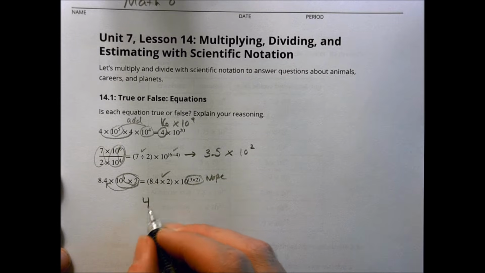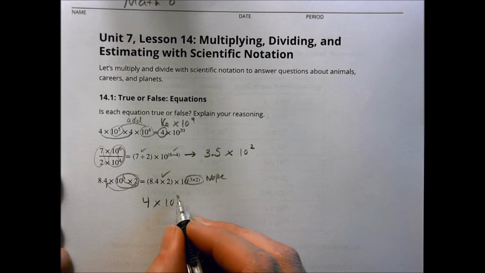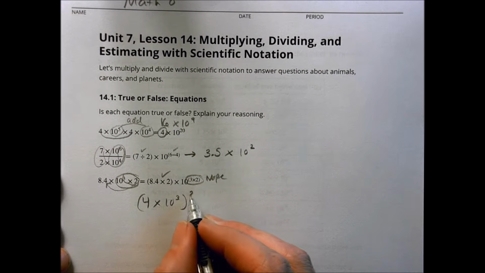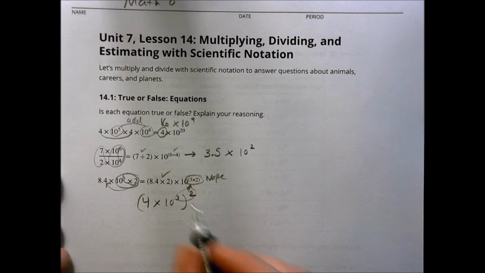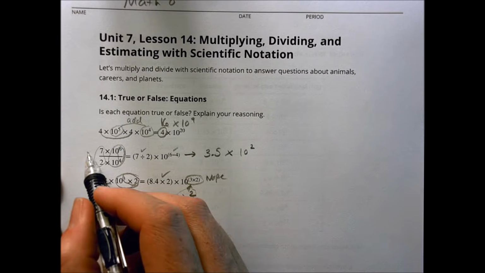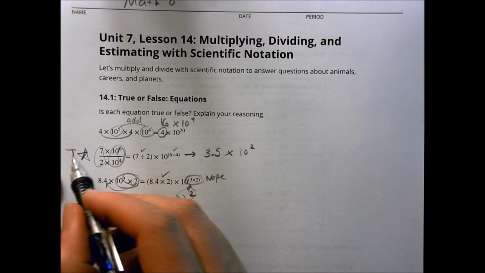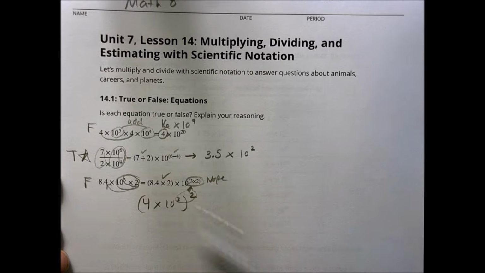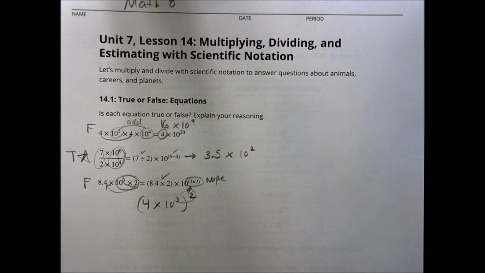If it had been something to an exponential power, like 10 to the 3rd, and the whole thing was squared, then we would do that. Then that would be okay there. But this is not a square, this is just times 2, so it doesn't work here. So the reality is the only one that actually is true would be this one, and the other ones are both false.